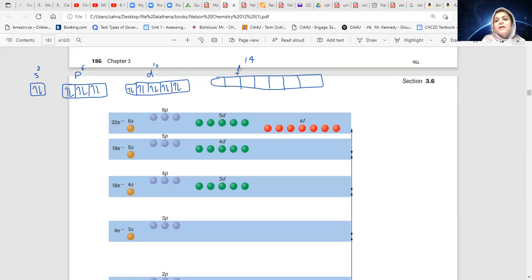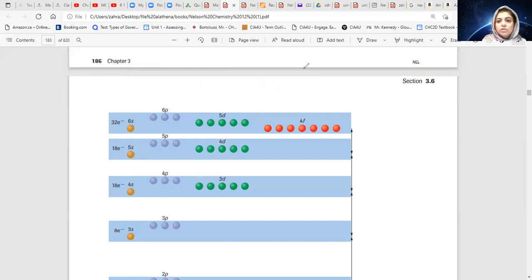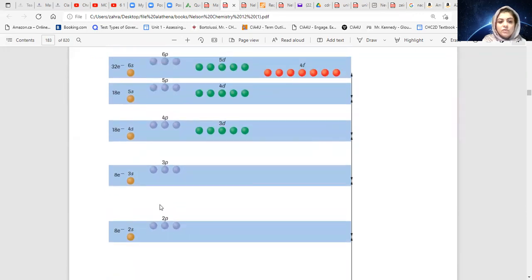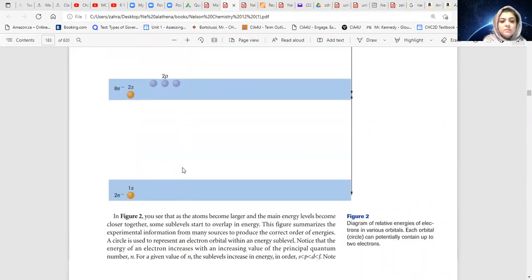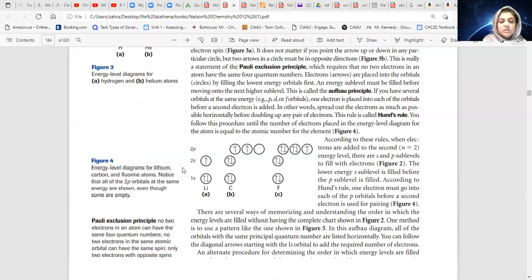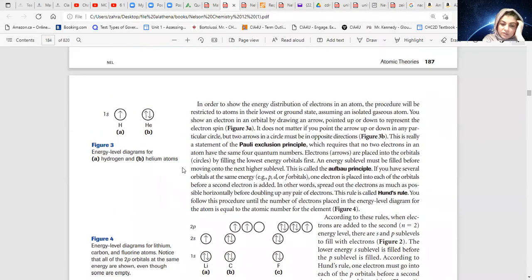So in each atom that has a certain amount of electrons, we want to see what is the electron energy level configuration. And this is what I'm going to show you. How do we come up with this energy level? How do we set them up? The first thing you need to know is the Pauli exclusion principle.